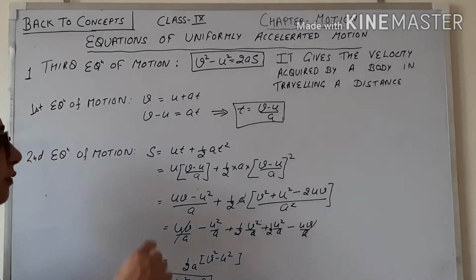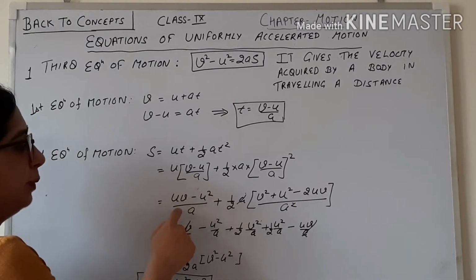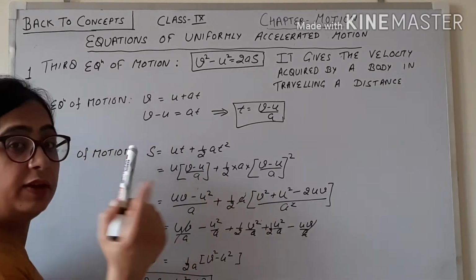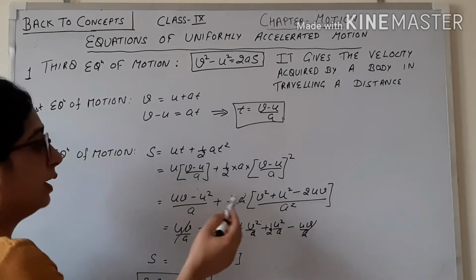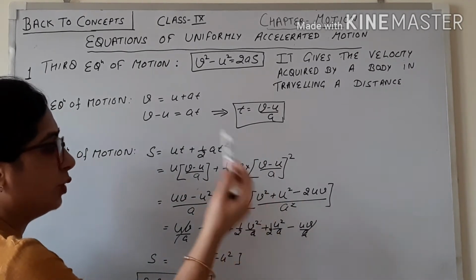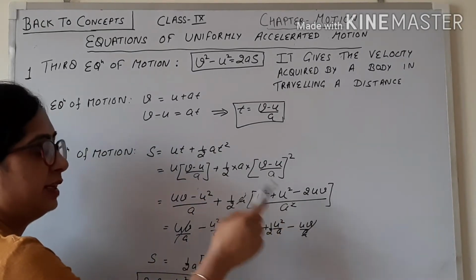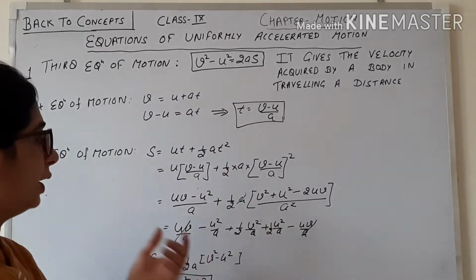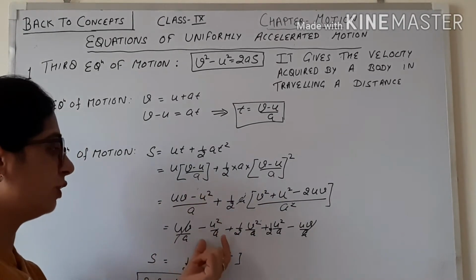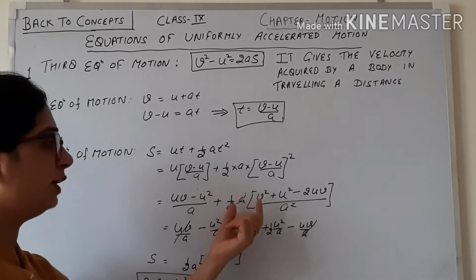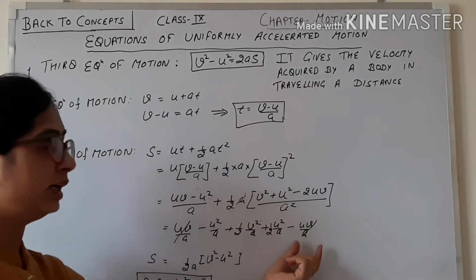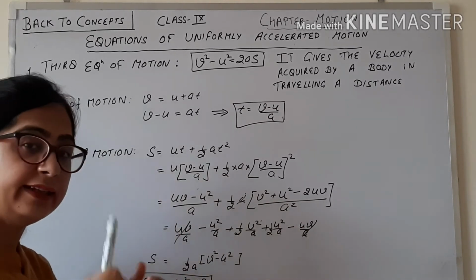When we solve, we get uv minus u square upon a plus half a, now we will open the square: v square plus u square minus 2uv upon acceleration square. From this, one acceleration is cancelled out. Now we will open all the equation: uv upon a minus u square upon a plus half v square upon a plus half u square upon a minus uv upon a. uv upon a and uv upon a cancel out.